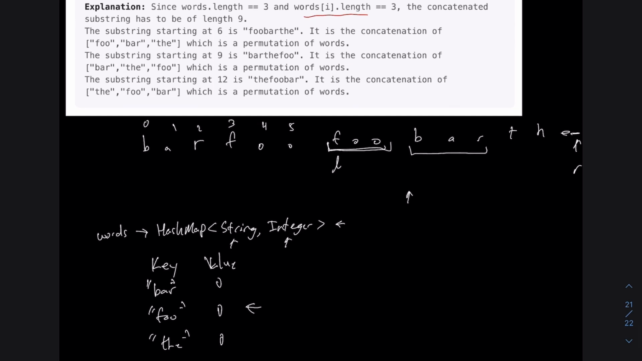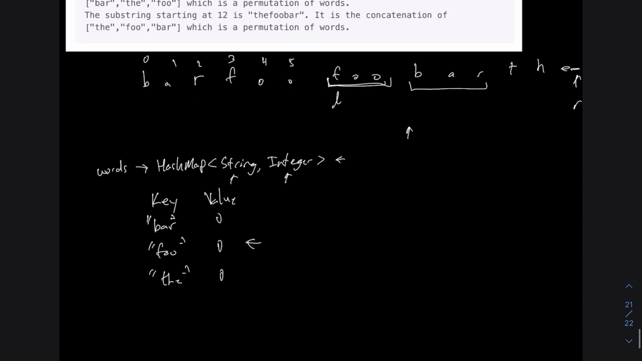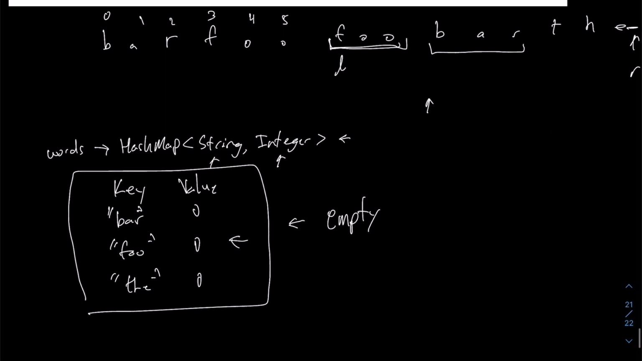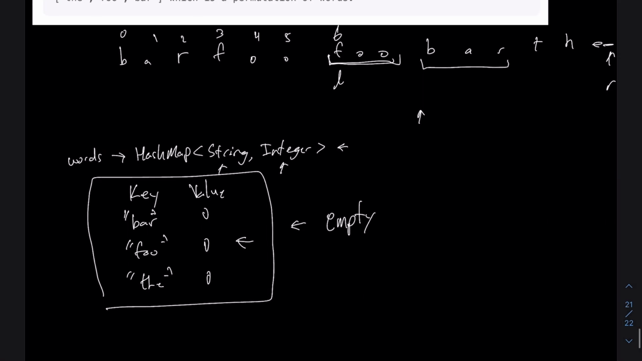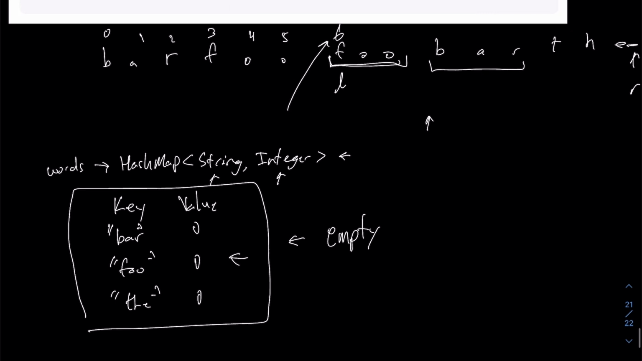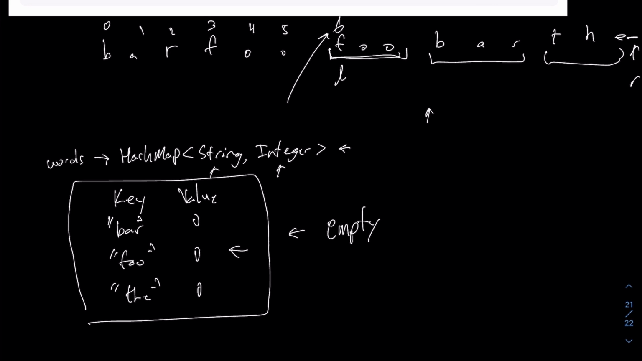There's some more letters over here, but the process continues. Once we increment R up to here, we see the hash map is empty. Once we see that it's empty, we can add this index to our answer. Our answer is just a list of integers, and we add this index 6. We add L.